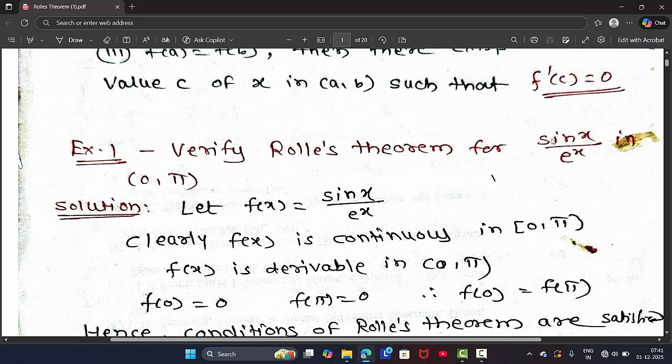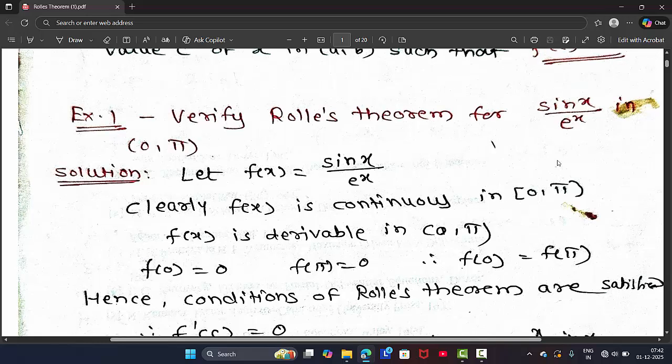By using the u by v rule, we can differentiate this sin x by e raised to x function. And f(0) is nothing but sin 0 divided by e raised to 0. Sin 0 is 0. Therefore, f(0) equals 0. And f(pi) equals sin pi divided by e raised to pi. Sin pi is again 0. Therefore, 0 by e raised to pi is 0. And thus, f(0) equals 0, f(pi) equals 0, that is f(0) equals f(pi).